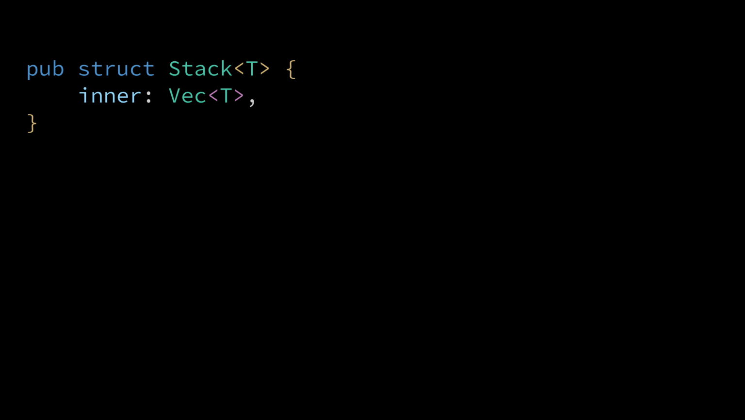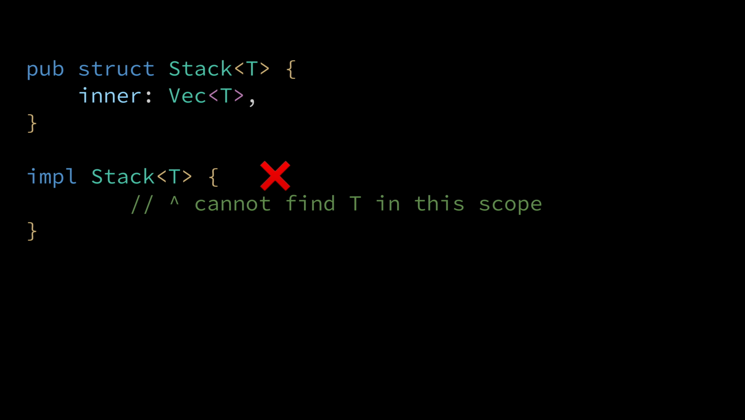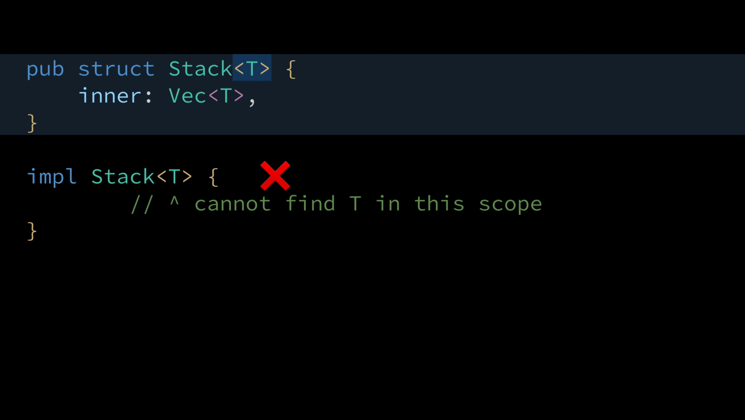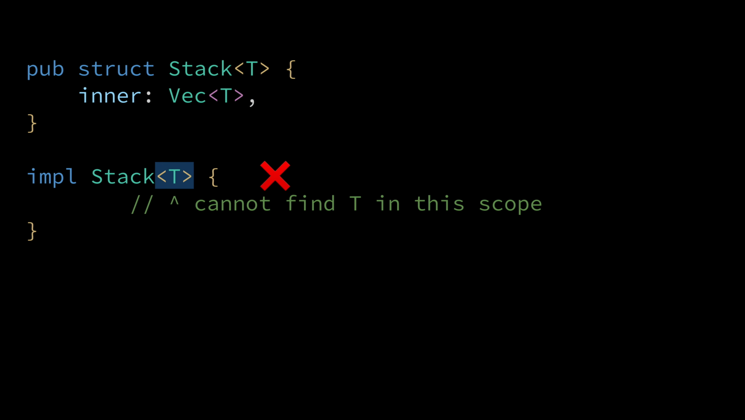Now, how do we write methods on our generic Stack type? Well, you might think you could write an impl block like this to implement methods on Stack<T>, but this does not compile. We get an error that points at the T in angle brackets and it says cannot find type T in this scope. So when we declared the struct Stack with a T in angle brackets, that name T is only in scope until the closing curly brace at the end of the struct definition. And now when we come to writing an impl block, this is not a place where we can declare a generic parameter. In this situation, we are saying what type we're implementing methods on.